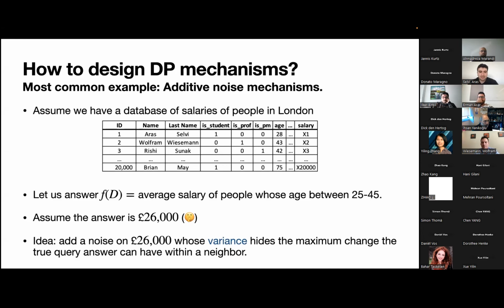So what I do instead is that I take the true answer, 26,000, and I add a noise on that. And that noise is designed cleverly so that its variance hides the impact two neighbors can have, the marginal impact. Because remember, the differential privacy definition was, the name differential comes from the fact that you would like a guarantee to hold for neighbors. So then the question is that if I change one person in this database, and let me give a drastic example. For example, if I take Rishi Sunak out, and if I put a poor PhD student in, then the average salary will decrease a lot, right? So I want to add a noise whose variance covers this.